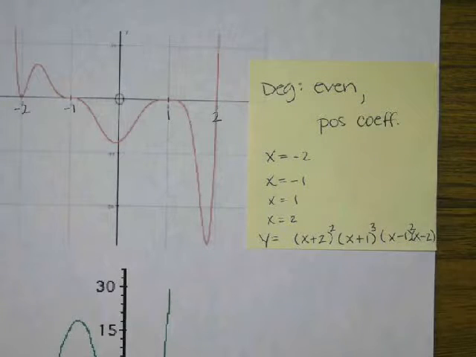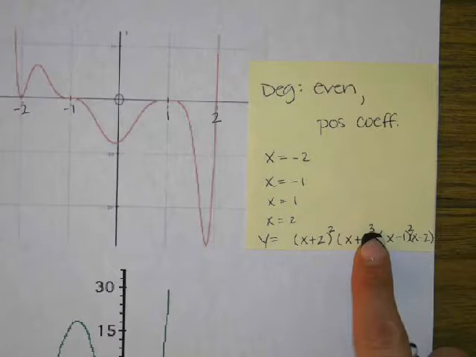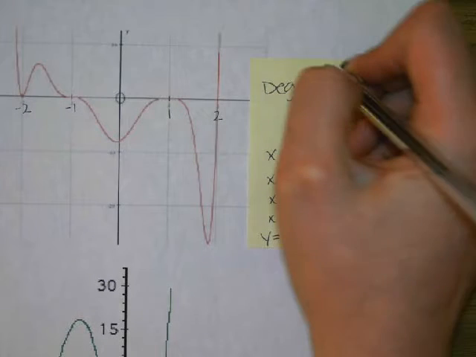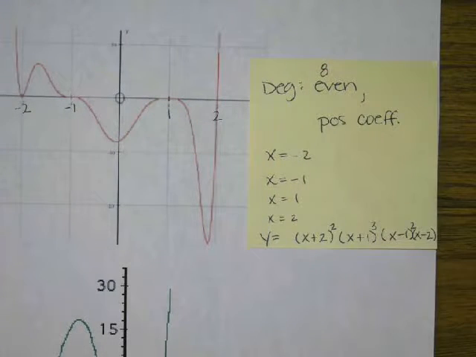Do we see where that degree of 8 came from? So 2 plus 3 is 5, plus another 2 is 7, plus the 1 on the end is 8. All right, so degree of 8. Okay. All right, let's look at this next one.